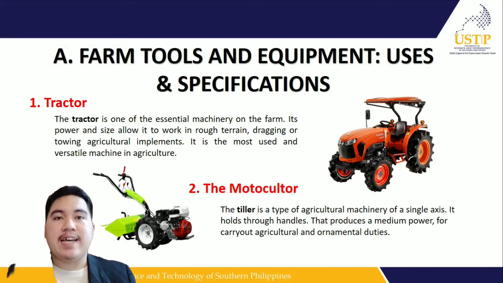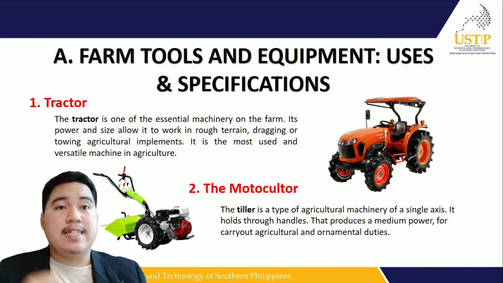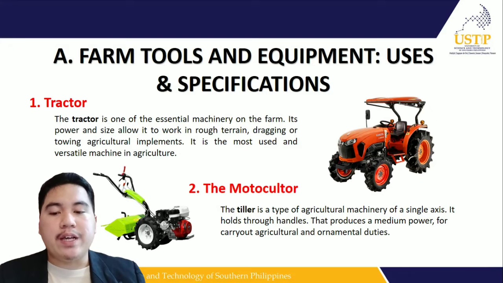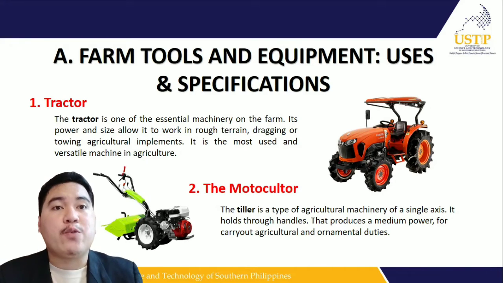Its power and size allows it to work in rough terrain, dragging or towing agricultural implements. So it's the most used and versatile machine in agriculture. Okay, so kaning mga tractors, this is a kind of vehicle that has four large wheels and it has a powerful motor. And nowadays, this is a very common farming equipment nga gigamit worldwide.